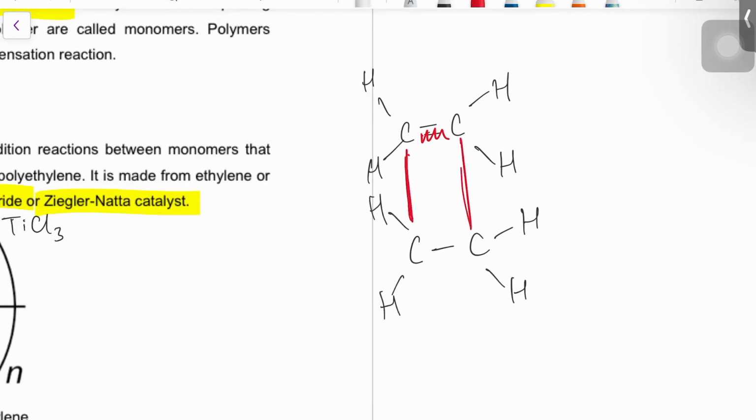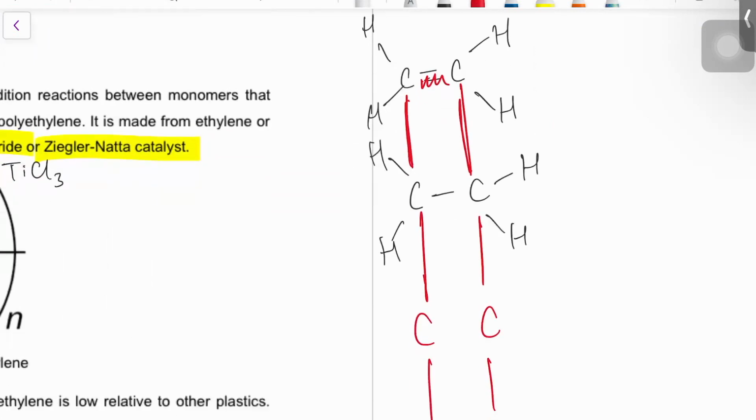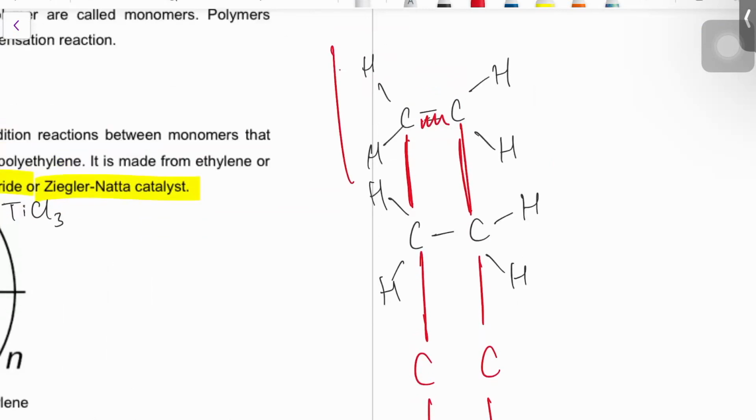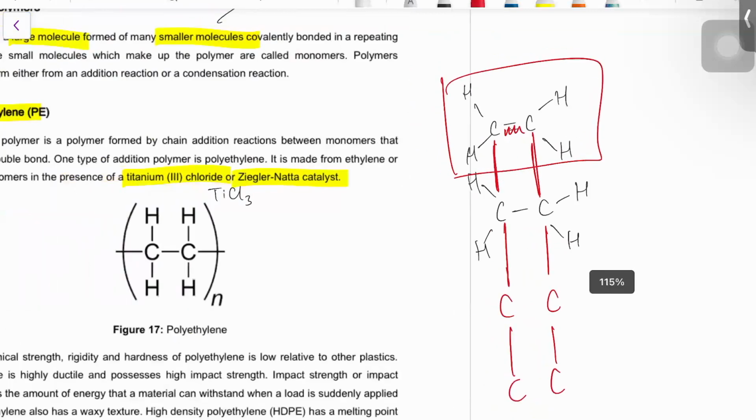So it should just be a bolded line here. And then that'll just keep on happening. So there'll be another carbon here, another carbon here. And each of these are going to be your monomer units. And then as it adds on, that's going to be your polymer.